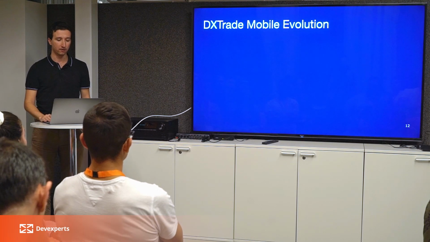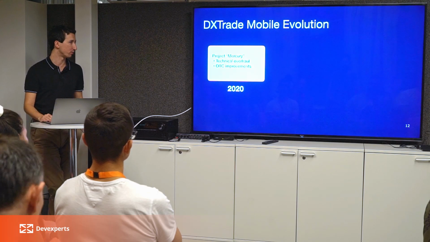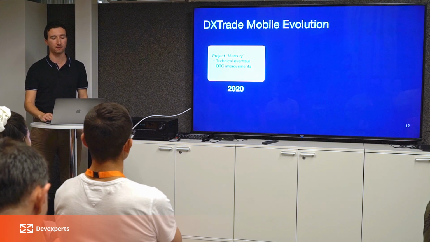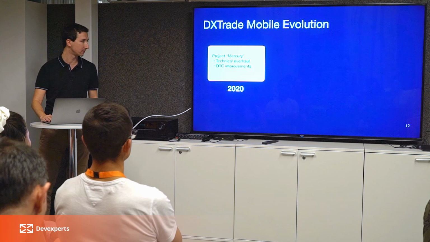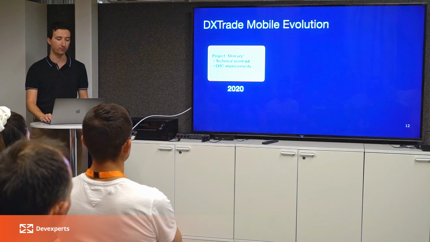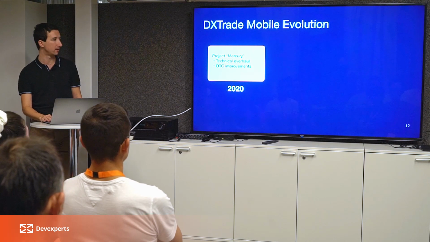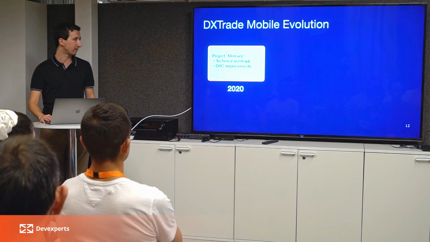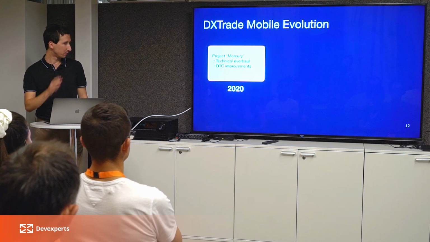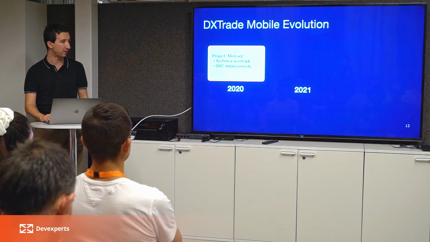How did we get to the current state of this platform? So in 2020, we had this project Mercury, where we did a lot of technical improvements on what was kind of a legacy code base for mobile. Major parts of the apps were rewritten, and we've also added some functionality that's specific to OTC trading, because we had a client that needed support for CFD instruments. So that's when the current state of the platform began.